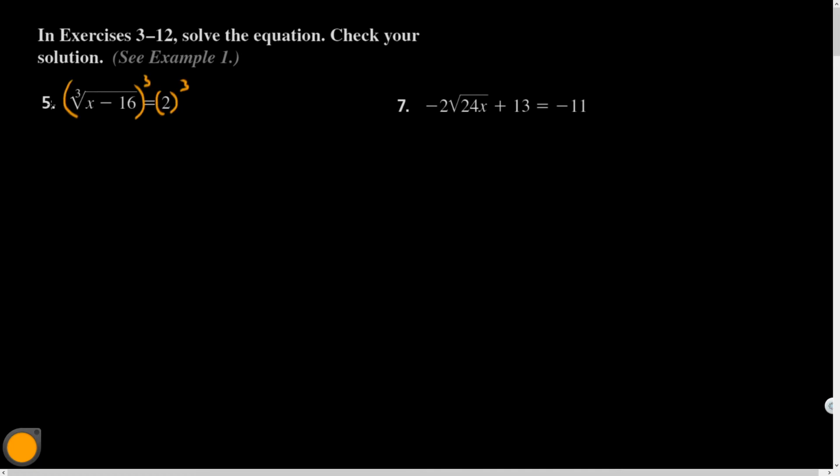Let's see. This radical was already by itself, so I didn't have to isolate it. To get rid of a cubed root, cube both sides. Boom. And x minus 16 equals 8. Oh, look at that. Add 16, add 16. X equals 24. Now, in the case of cubed roots or odd roots in general, I don't believe they ever have any issues with extraneous solutions. But let's do the check.